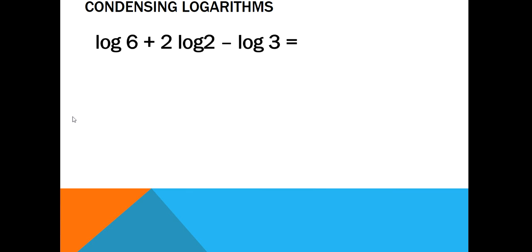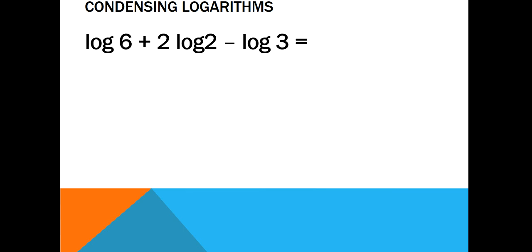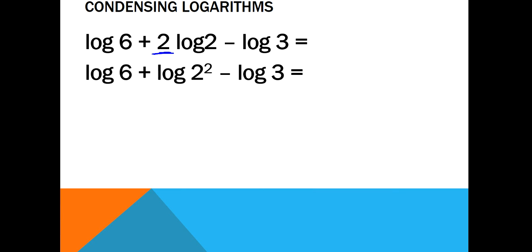Alright, condensing. So basically we're going to be doing the same thing, but going the other way. So I want you guys to condense this into one term. Okay? So again, the first thing we're going to have to do is make sure all of our logs match, so we have to deal with this 2 here and use the power property to move it to an exponent. So that's our first step. Okay? Now that I have all of my logs exactly the same, so right here, this log matches now this log and this log. I can use my product and my quotient properties to start condensing those into one complete log.